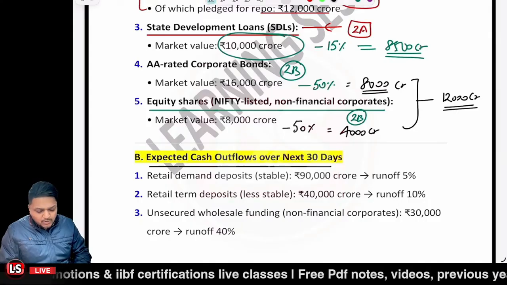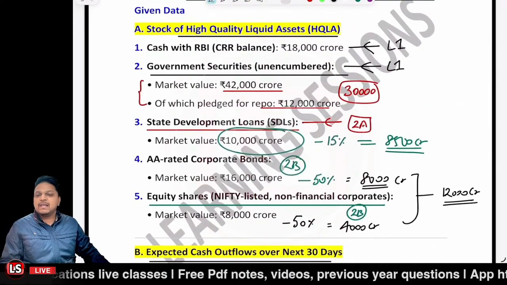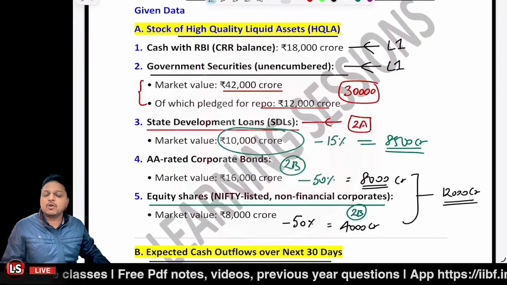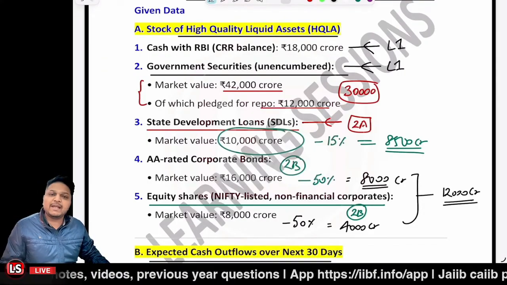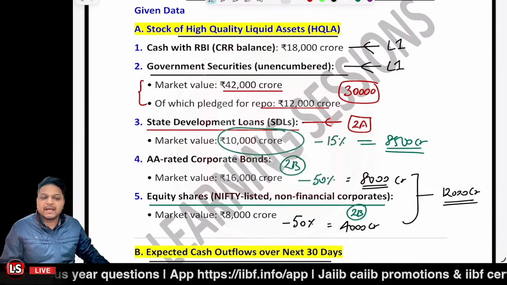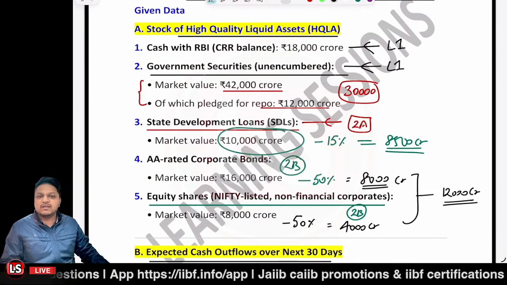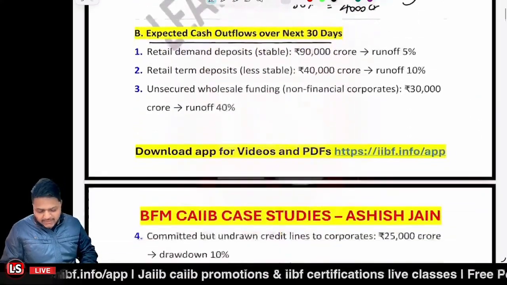Now you know all about the composition, like you know which particular assets belong to the level 1 category and which assets belong to the level 2 category, level 2A specifically, and level 2B specifically. Is that clear so far? Kindly please confirm, are you clear with the composition so far? Okay. Now let's come back to the question.